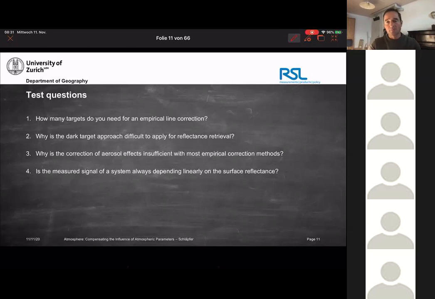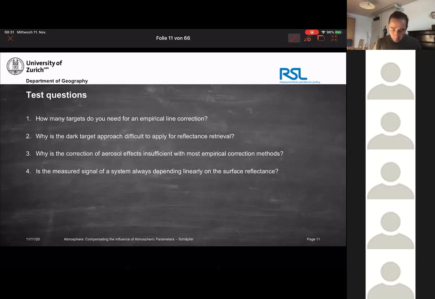Any idea? We're talking about reflectance retrieval, not only about correction. So the dark target approach is like a correction for the diffuse radiance, and it will enhance your contrast, but it won't give you as a result a reflectance directly. So it only corrects some influences of the scattering. So that's number 2.